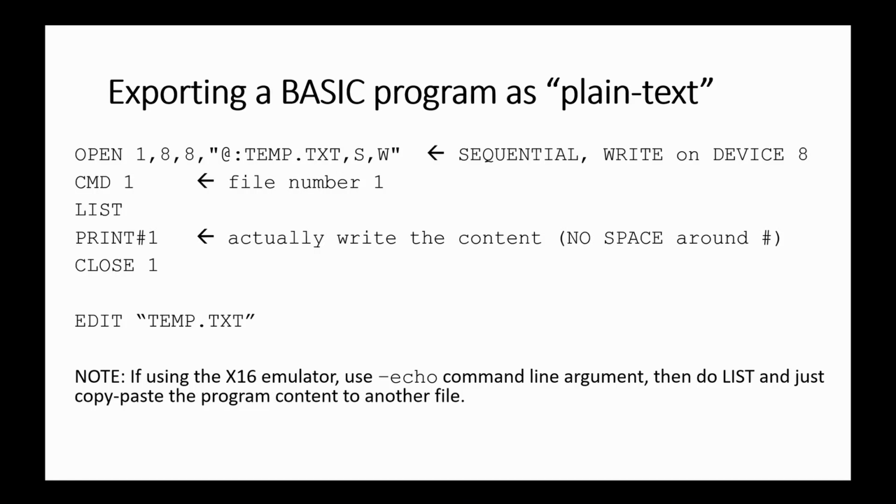All right, in a moment I'm going to resume the Commander X16 demonstration of exporting tokenized BASIC into plain text. Just for reference, this is the set of commands that I'm about to show. Also note at the bottom, if you're using the emulator, there is a command line parameter that you can use to help with doing that export. That may be a little bit easier if you're using an emulator.